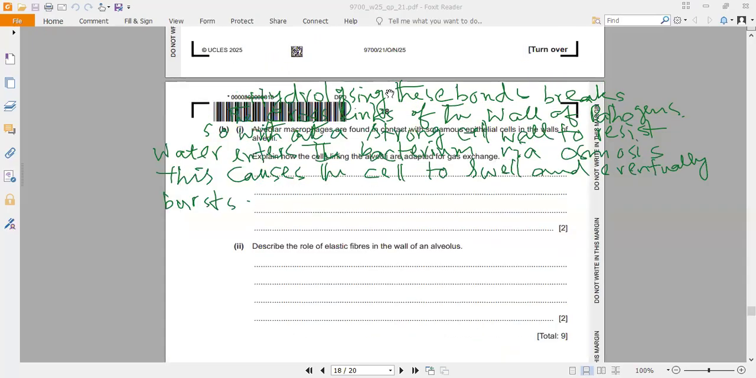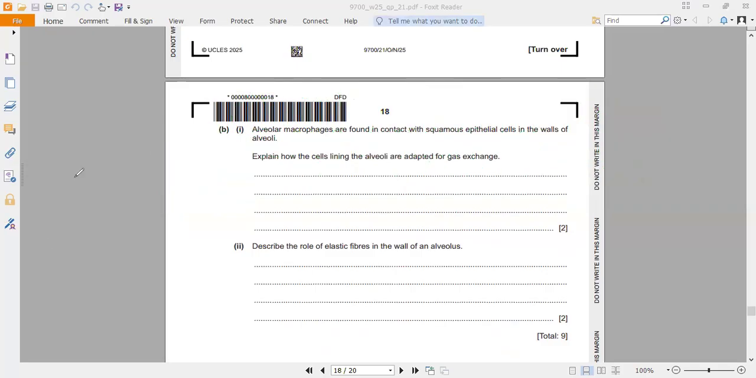Next question. Alveolar macrophages are found in contact with squamous epithelial cells in the walls of alveoli. Explain how the cells lining the alveoli are adapted for gas exchange. The cells lining the alveoli are squamous epithelial cells, and they have a few specific adaptations. These cells are extremely thin and flattened, so this creates a short diffusion distance for oxygen and carbon dioxide to move between the air in the alveoli and the blood in the capillaries. The cell membranes are highly permeable to gas molecules, allowing rapid exchange.